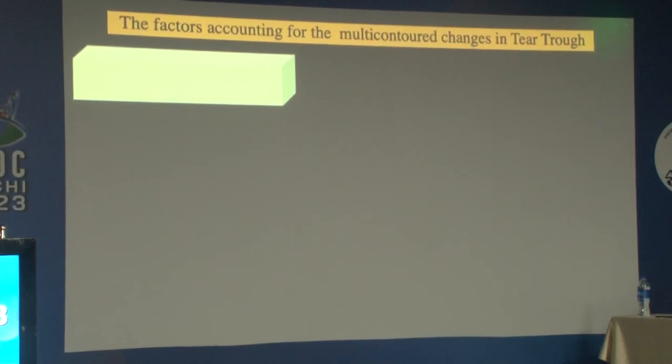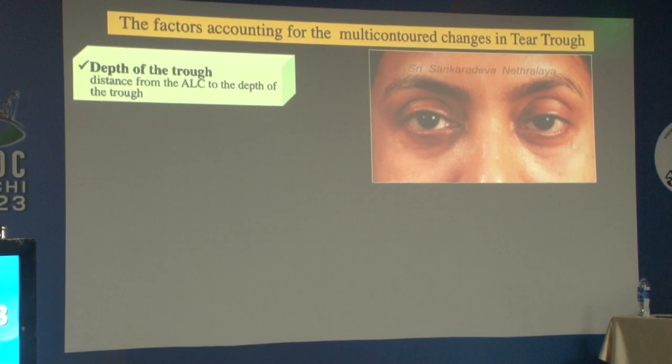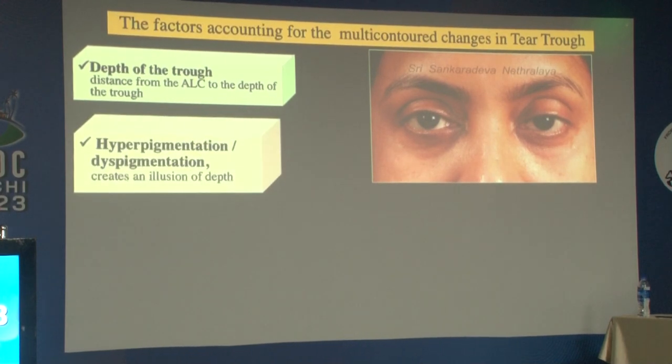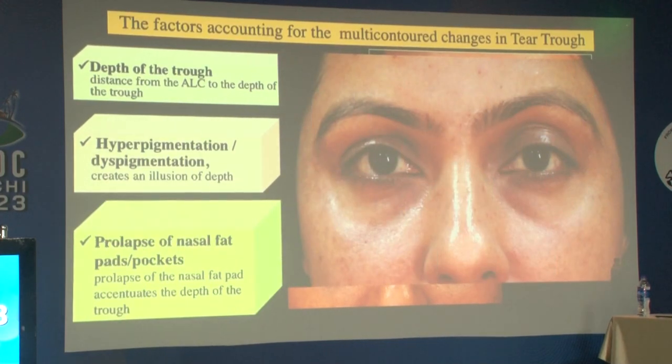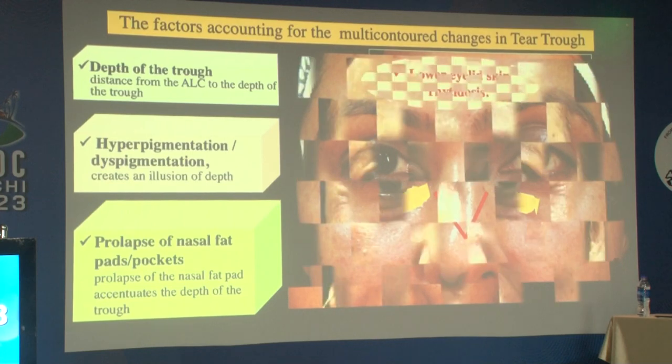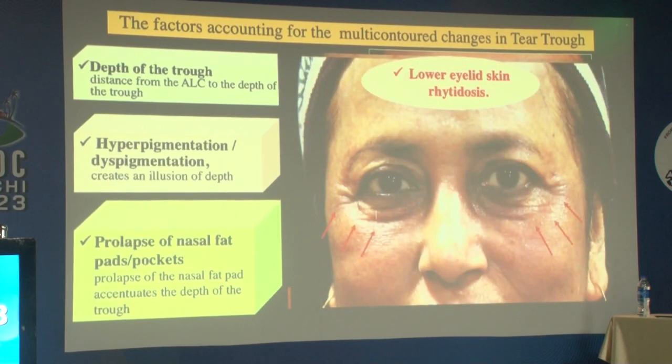I feel that there are multiple factors which account for the changes. One being the depth of the trough, the second being the hyperpigmentation or dyspigmentation, and because of this, it gives an illusion of depth. And the third being the prolapse of the nasal fat, especially in situations where you see the nasal fat come much anterior or posterior to the plane of the lacrimal crest. And the other important aesthetic changes that we see around the eye are the rhytids. So we need to manage the wrinkles, we need to manage the trough, we need to manage the hills.